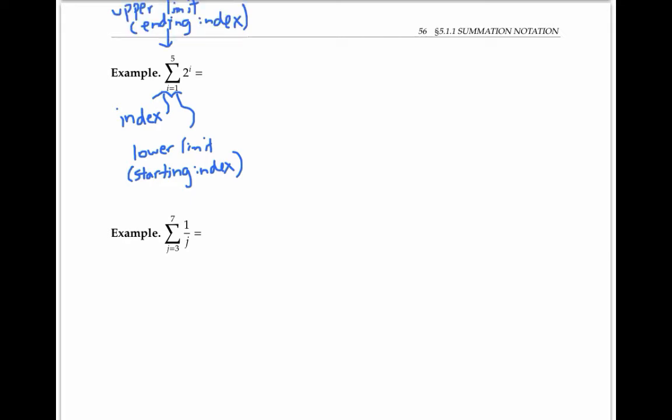We evaluate this expression by summing up 2 to the I for all values of I starting from 1 and ending at 5 and stepping through the integers. In other words, we start with I equals 1 and take 2 to the 1, and then we add to it 2 to the 2, 2 to the 3, 2 to the 4, and 2 to the 5. If we do the arithmetic, this comes out to 62.